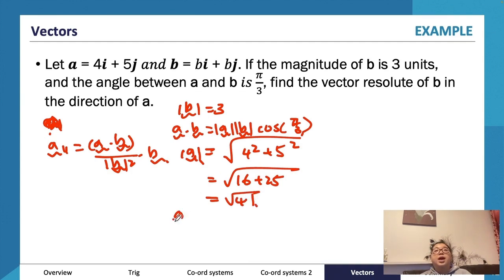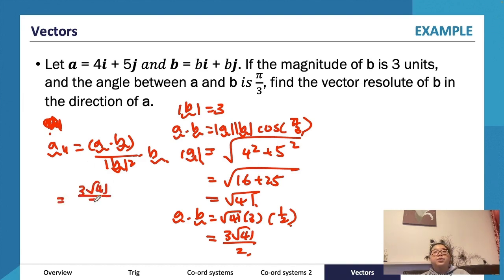So essentially, A dot B is going to equal root 41 times 3 times cos pi/3, which is going to be a half. So that's going to be 3 root 41 over 2. If we plug that back into the process, we'll get 3 root 41 over 2, over |b| squared, which is going to be 9, and then times our b vector.